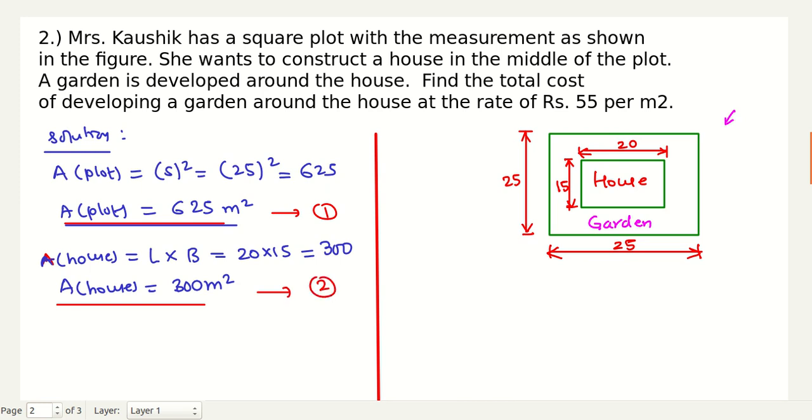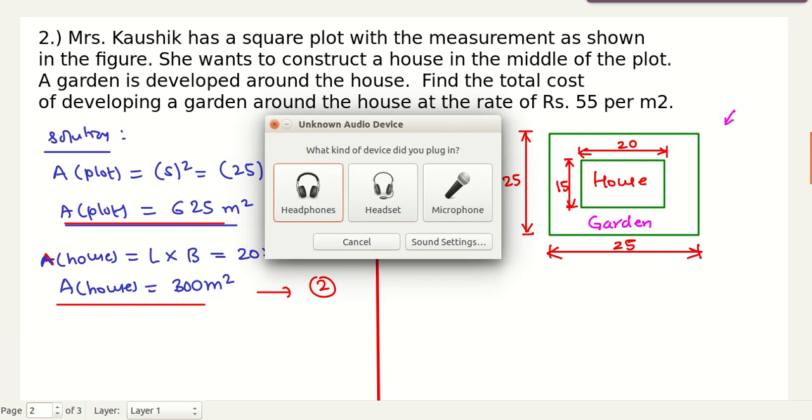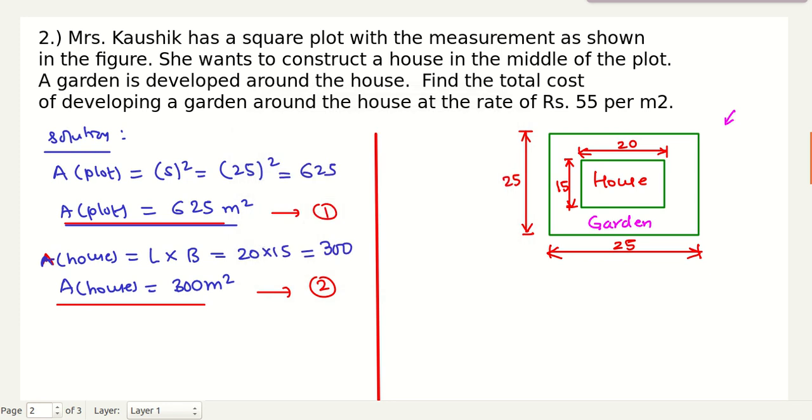Okay, now we know the garden that is developed is around the house. So to find the area of the garden, we can find it by subtracting the area of the house from the area of the entire plot. Okay, that will be the resultant area of the garden. Okay, so let us do that.